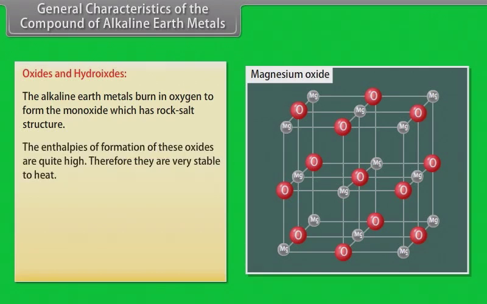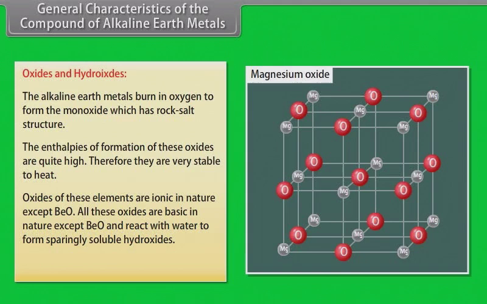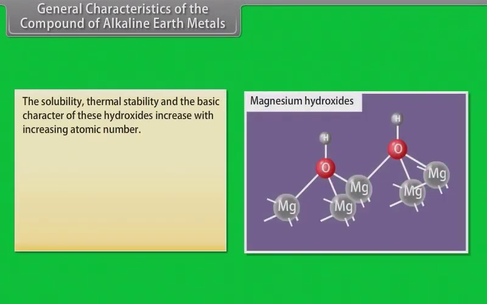The enthalpies of formation of these oxides are quite high. Therefore, they are very stable to heat. Oxides of these elements are ionic in nature, except BeO. All these oxides are basic in nature, except BeO, and react with water to form sparingly soluble hydroxides. The solubility, thermal stability, and the basic character of these hydroxides increase with increasing atomic number.